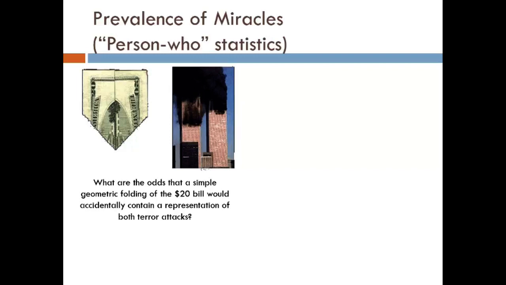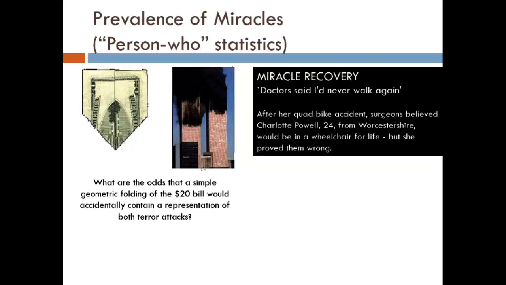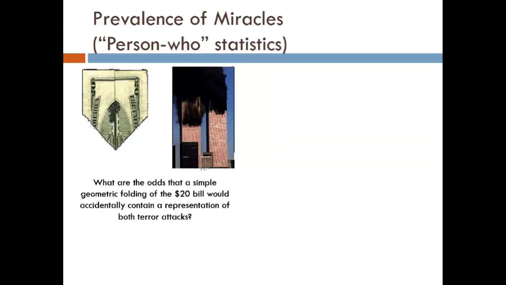And then you see this ominous, what are the odds that a simple geometric folding of the $20 bill would accidentally contain a representation of both terror attacks? It actually had a different fold that you could do to reveal the Pentagon. What are the probabilities? What are the odds? I'm going to say 100%.